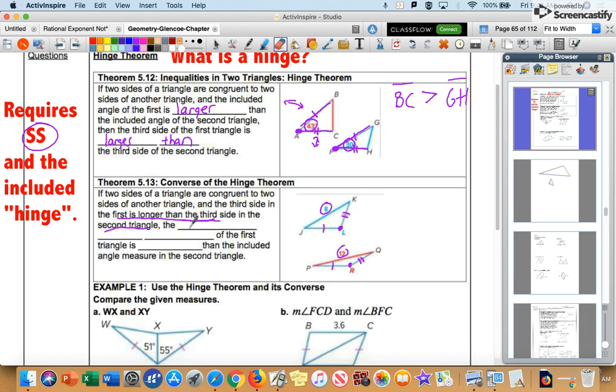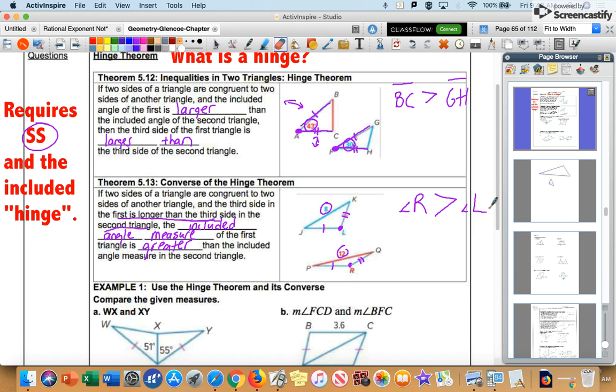That means that the included angle measure of the first triangle is greater than the included angle of the second triangle. So we still have that hinge with a side, the included angle here. Notice that 12 is bigger than 8, which means that angle R has to be greater than angle L.